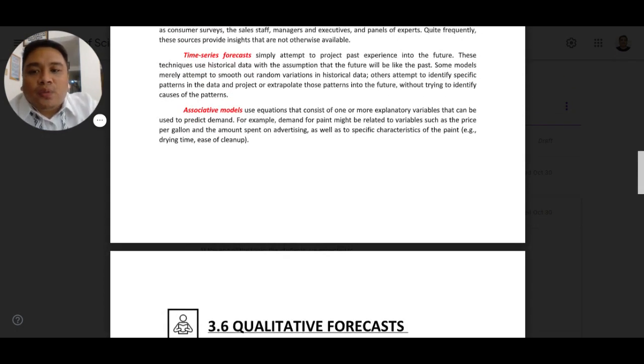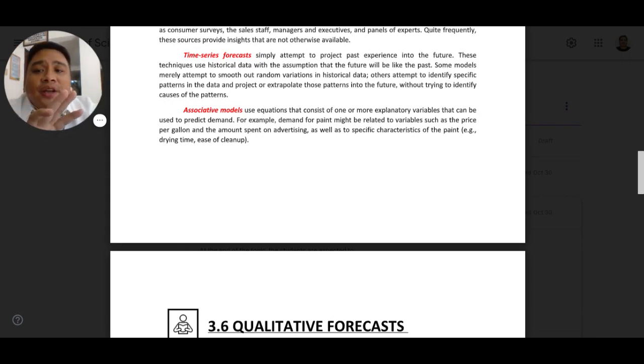Okay, next is what we call associative models. They use equations that consist of one or more explanatory variables that can be used to predict demand. For example, demand for paint might be related to variables such as the price per gallon and the amount spent on advertising, as well as the specific characteristics of the paint. For example, in terms of averages, in terms of statistical data, moving average, naive approach, those are what we call examples of associative models. Nagbe-base tayo sa numbers, nagbe-base tayo sa output based on the statistical output. That is what we call associative models.